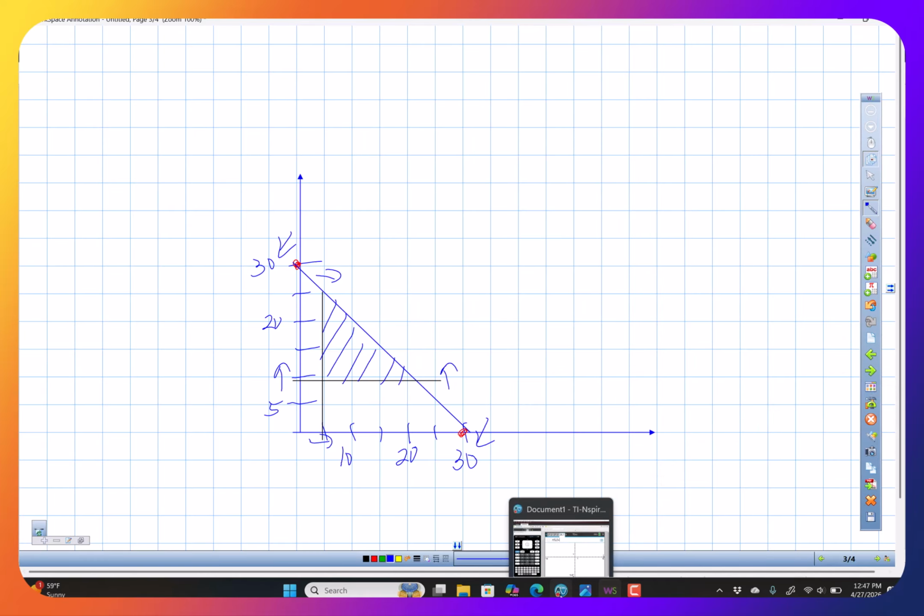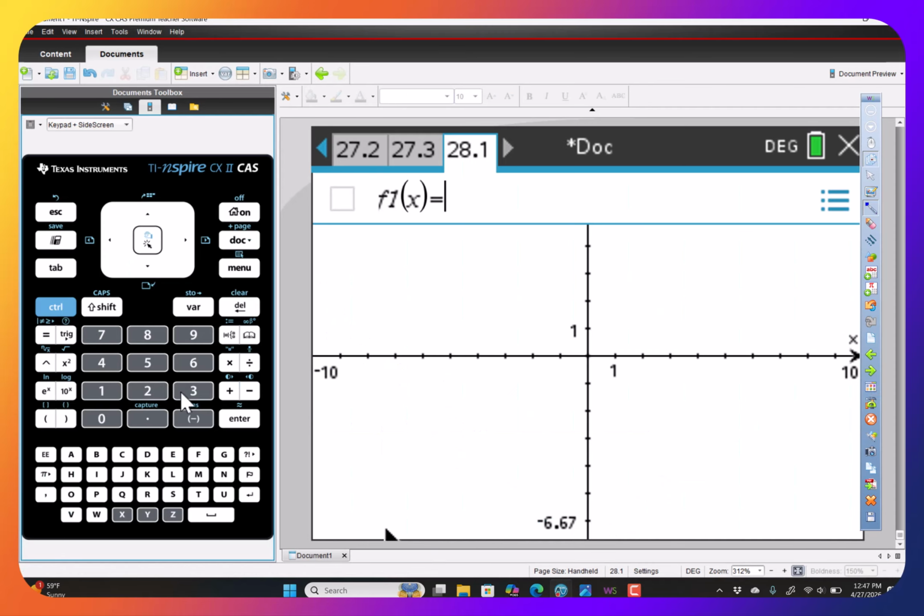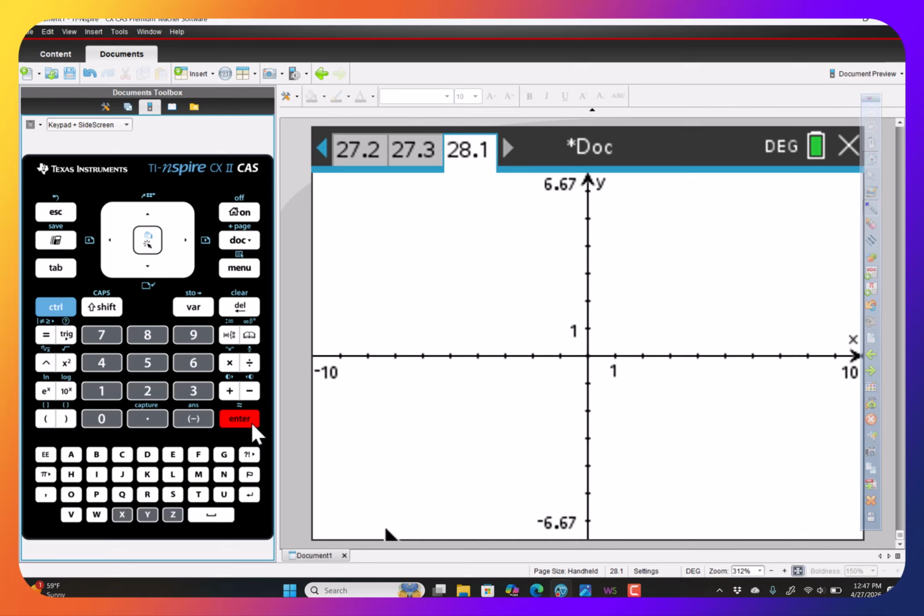Now I'm going to show you how to graph this in the calculator. I'm going to put in the roughly slope-intercept form. Oh, I don't see anything. Well, that's not a problem. I just don't have a good window. I'm stopping at 6 2/3 here and at 10 here.